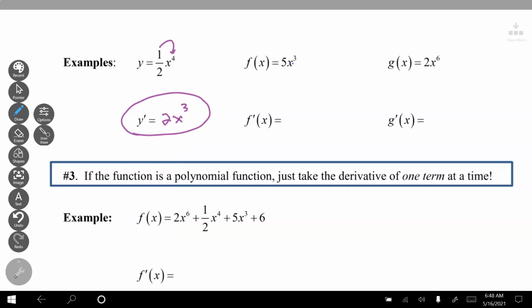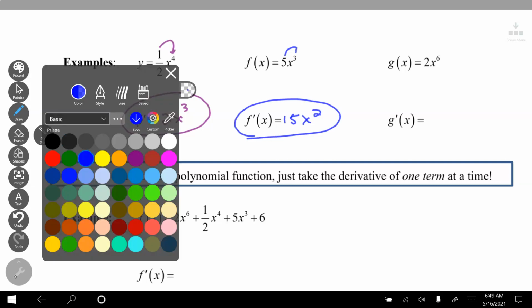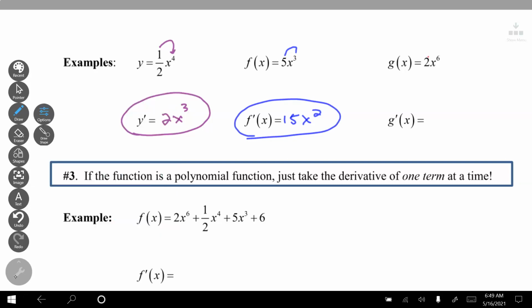If f equals 5x cubed, 5 times 3 becomes 15, and x cubed becomes x squared, so f prime is 15x squared. And then finally, g of x equals 2x to the 6th. 2 times 6 is 12, and x now becomes x to the 5th when I lose a degree of my exponent. That's how easy it is. It's not really that difficult.